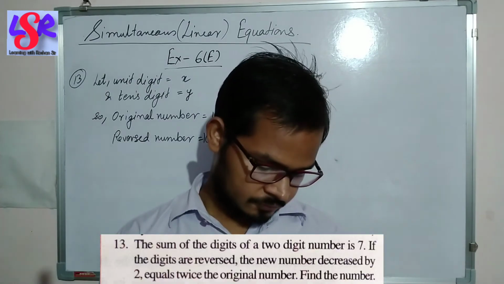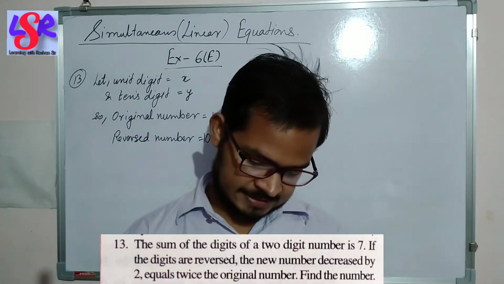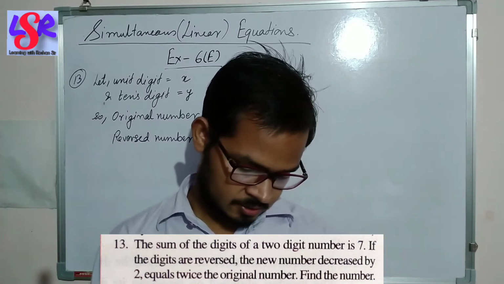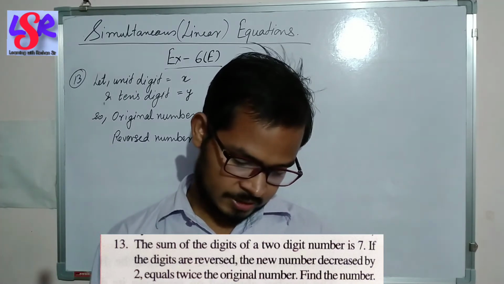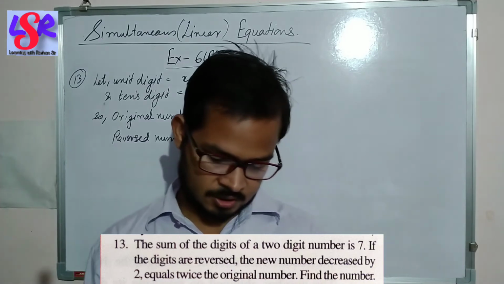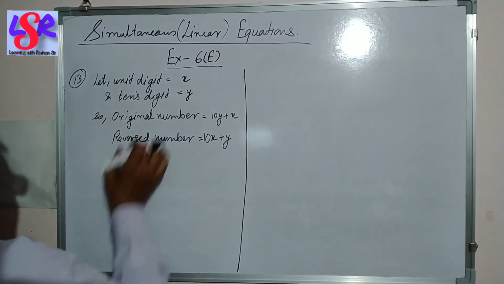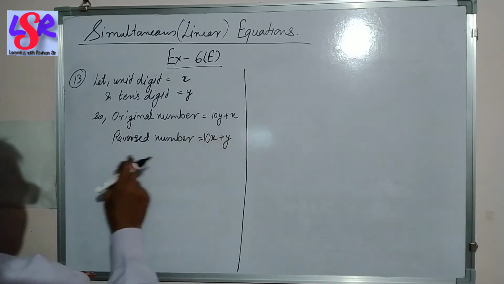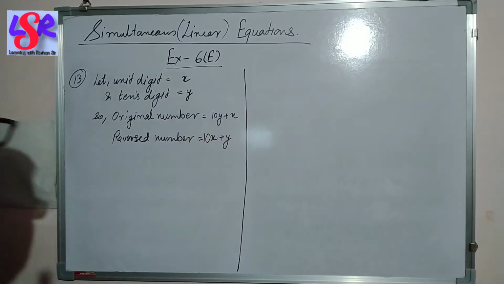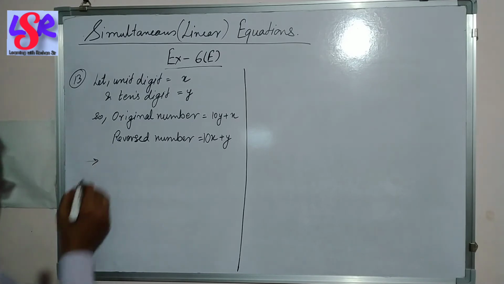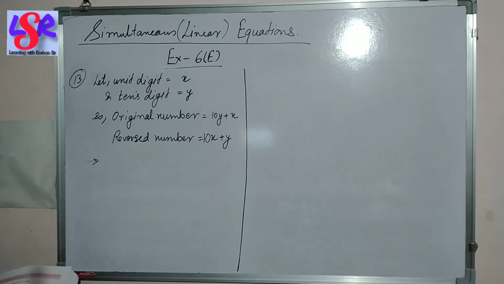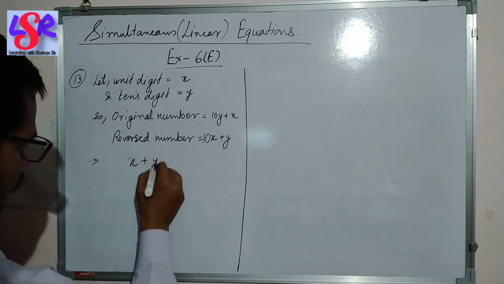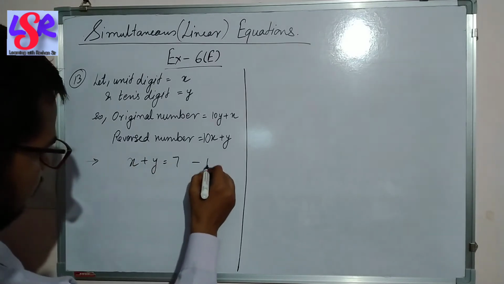The sum of the digits of the two-digit number is 7. If the digits are reversed, the new number is decreased by 2 equals to twice the original number. Find the number. Now let the unit digit be x and the tens digit be y. The original number will be again 10y plus x and the reverse number will be 10x plus y. For the first equation we are having the sum of the digits is 7. So x plus y equals to 7. That is your first equation.